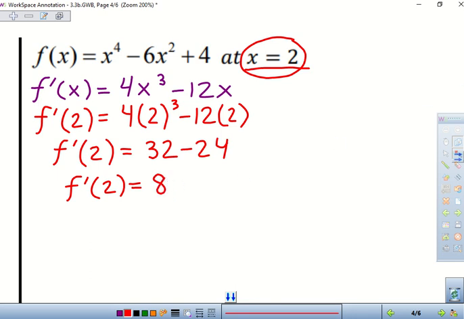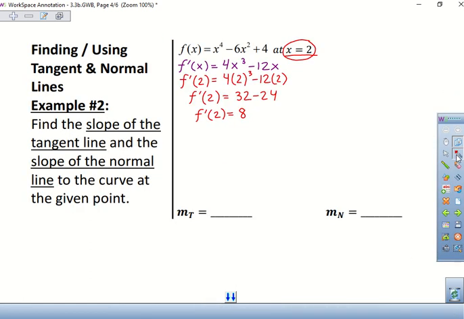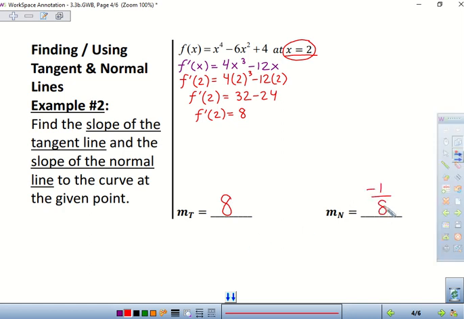So remember, the slope of my tangent line and the slope of my curve at any point is the same. That's the definition of a tangent line. So the slope of my tangent line is 8. What would be the slope of my normal line? Negative 1/8. The slope of the normal is always going to be the opposite reciprocal.